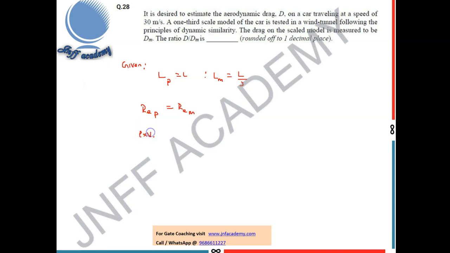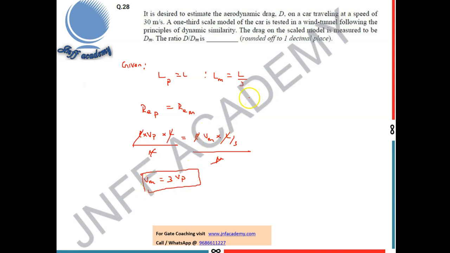Rho into Vp, velocity of the prototype, into length divided by mu, is equal to rho into Vm, velocity of the model, into now here length is not just L, it has to be L by 3, because model length is 1 by 3rd of the prototype, right? So 1 by 3 into mu. So everything will cancel each other, and the remaining relationship is that model velocity is equal to 3 times the prototype velocity. Now you have the relationship between Vm and 3Vp.